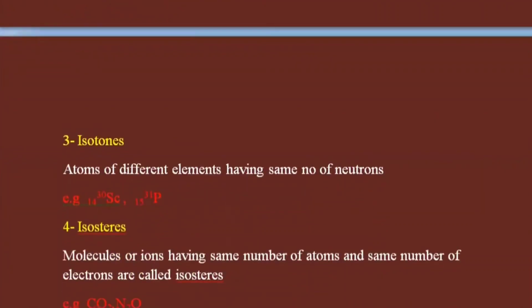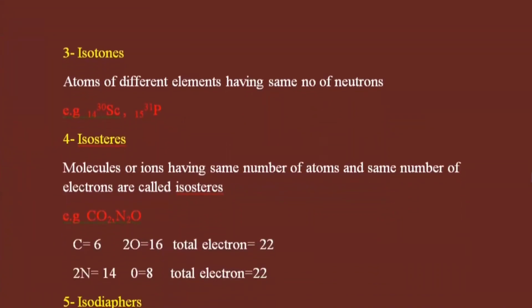Our next term is isosteres. Isosteres are molecules or ions having the same number of atoms and the same number of electrons. For example, CO2 and N2O are isosteres of each other because CO2 aur N2O, dono mein humare paas total 3 atoms hain. 1 carbon, 2 oxygen, and in N2O, 2 nitrogen and 1 oxygen. Total number of atoms are 3.